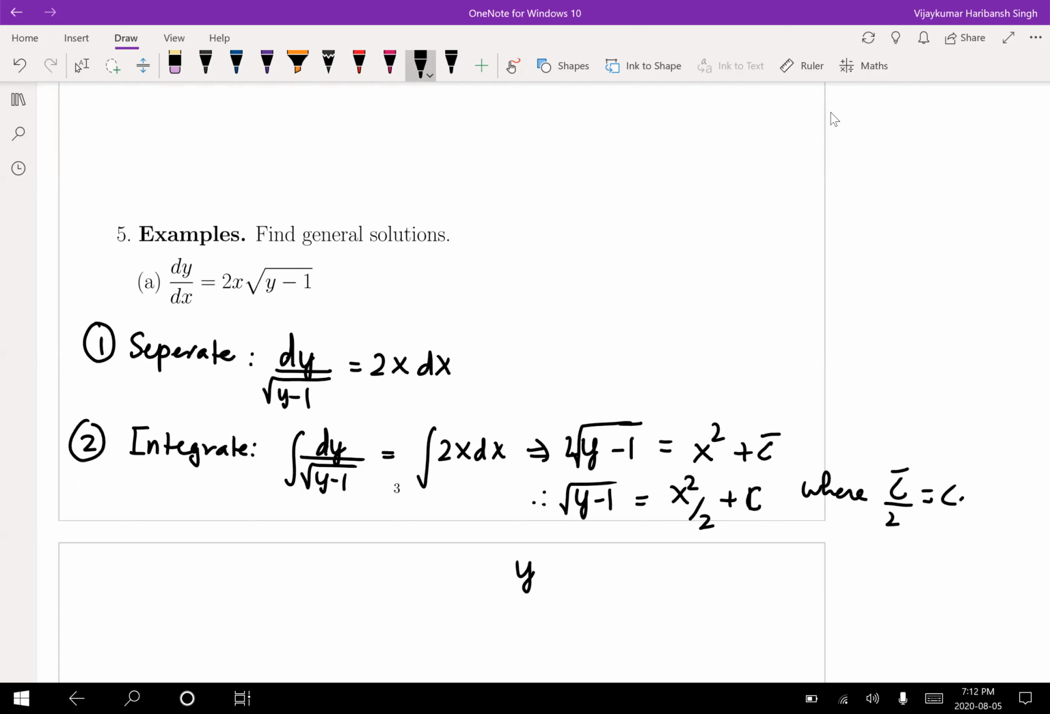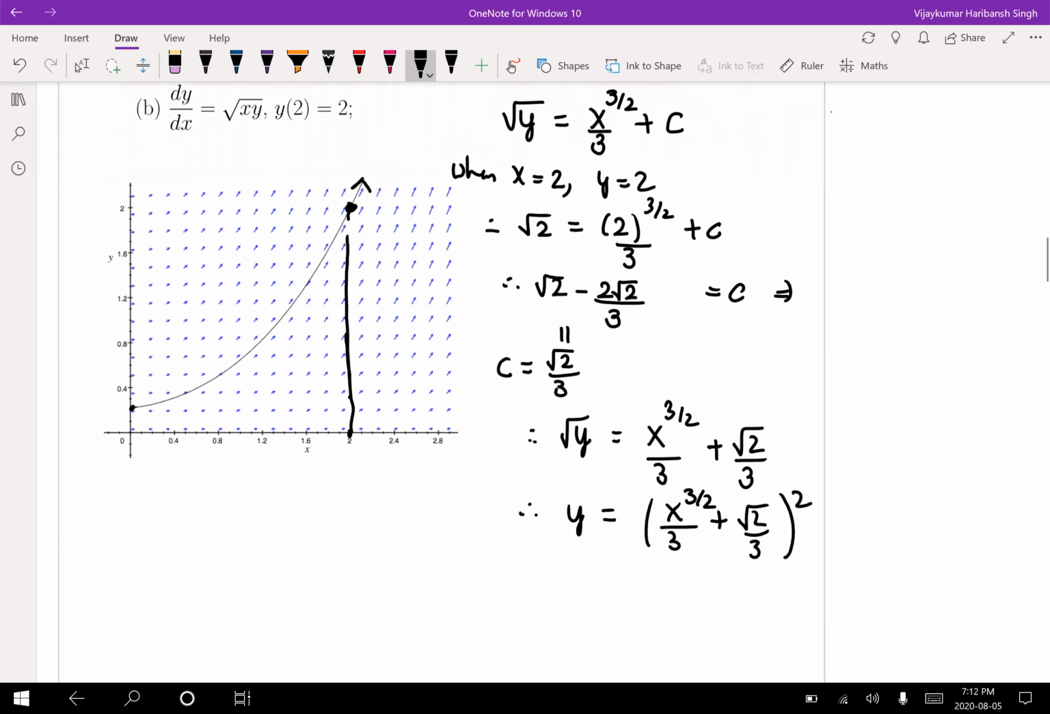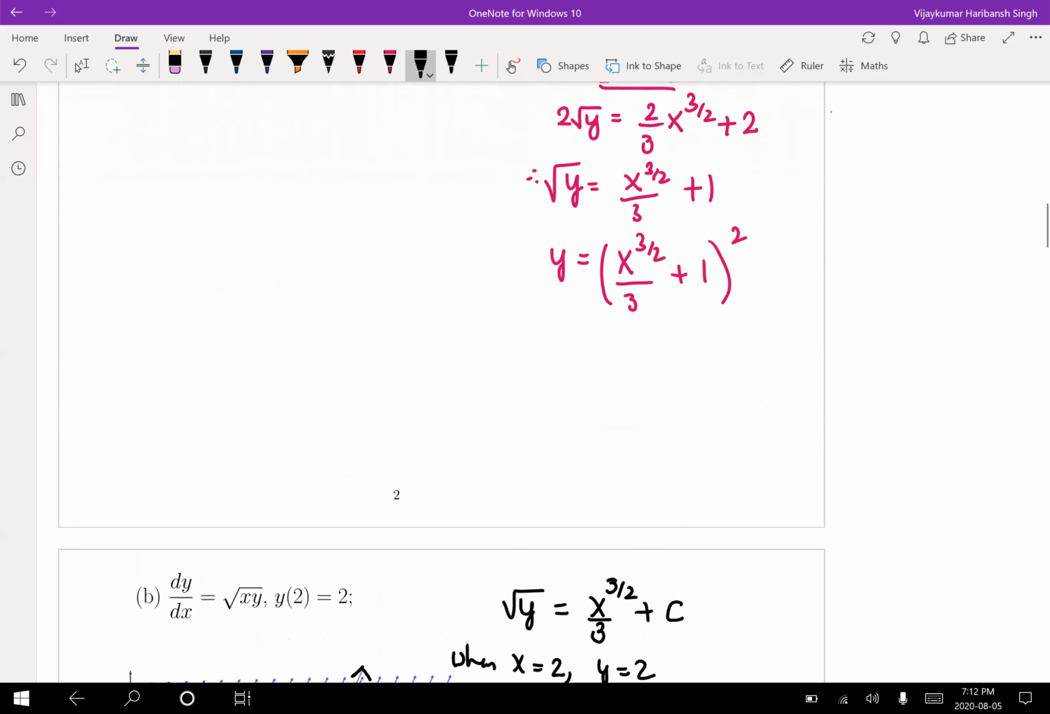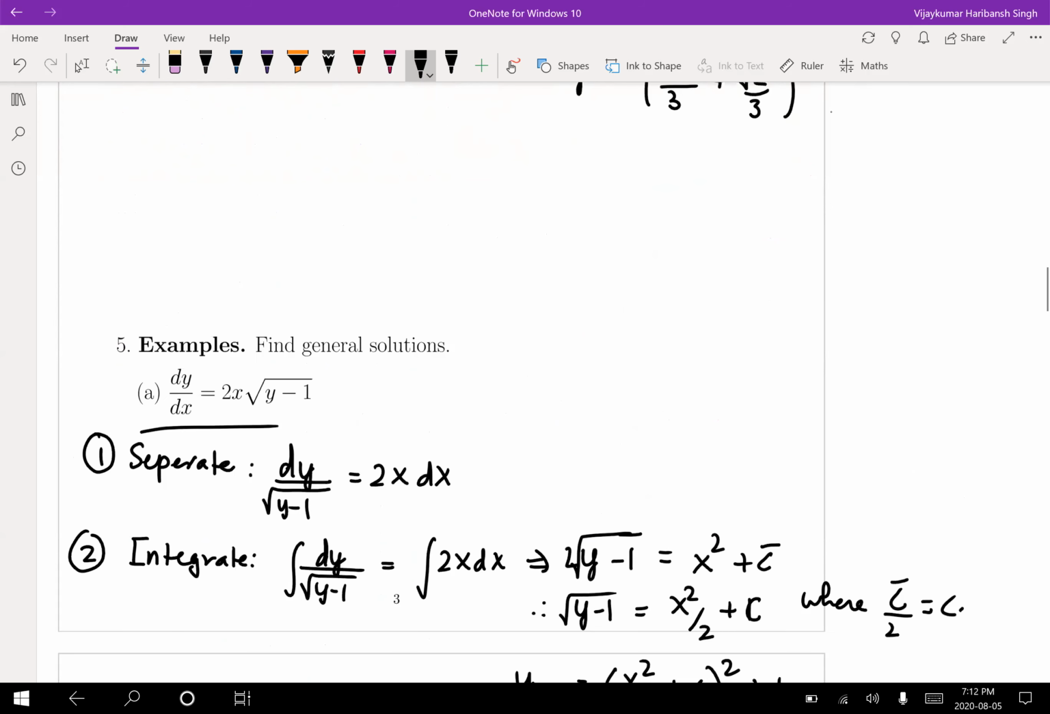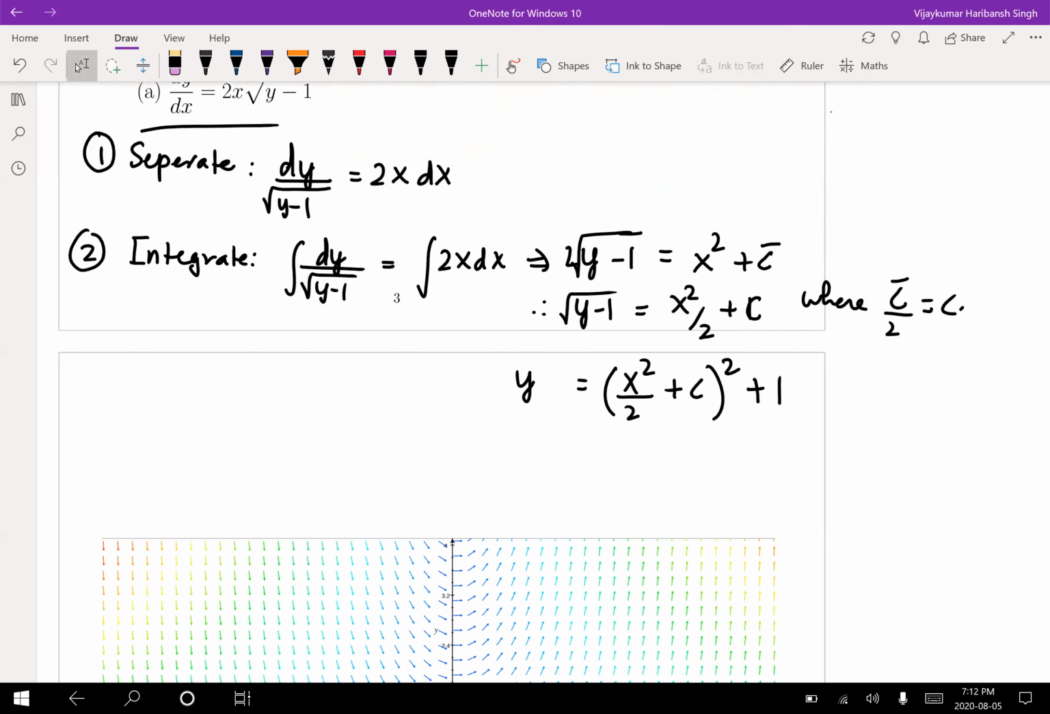So we have y minus 1 square root; squaring on both sides, we get x squared by 2 plus c, the whole square, and then if you bring this 1 to the other side, y equals this. So this is a general solution. Now we don't put any values. We only do step 3 when we have an initial condition. So earlier we went for step 3 when we had the initial condition. Since we have no initial condition here, this is a general solution.